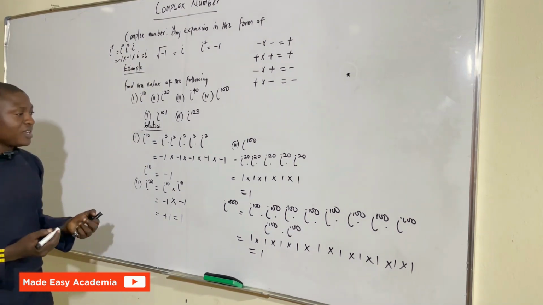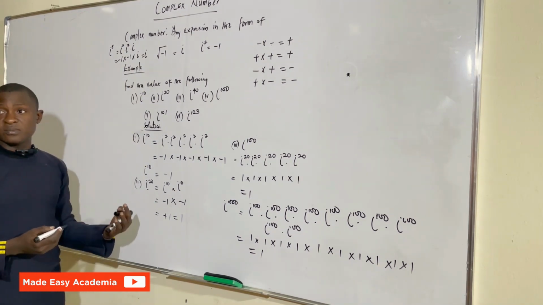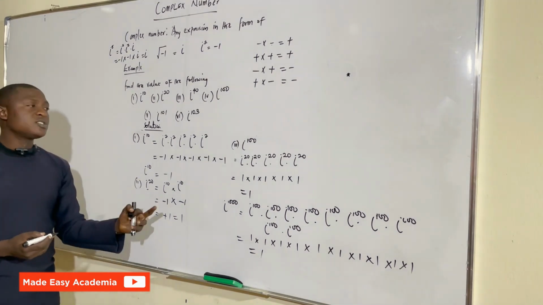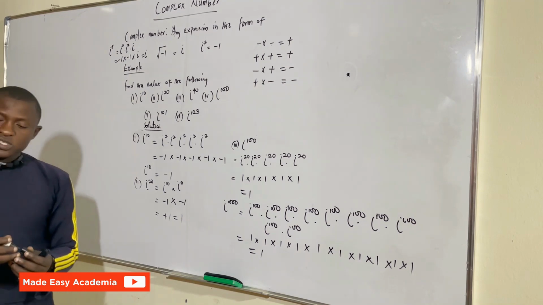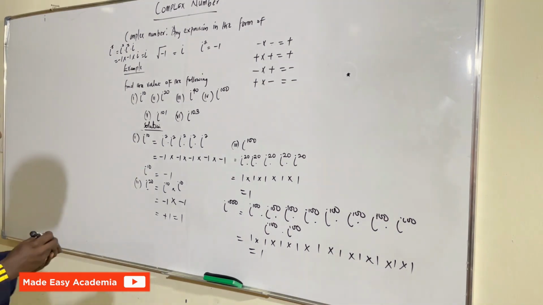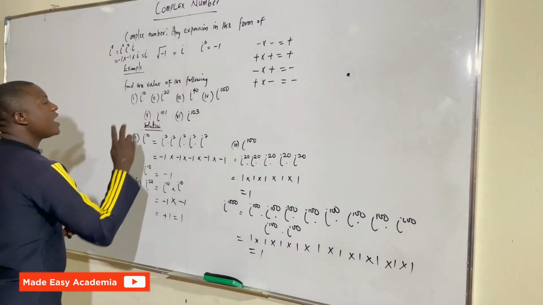You can see here that what we got is an imaginary number. We got i instead of a real number here. So it doesn't matter, just follow the same process, the same logic, the same pattern. Now let's take a look at i to the power of 101.